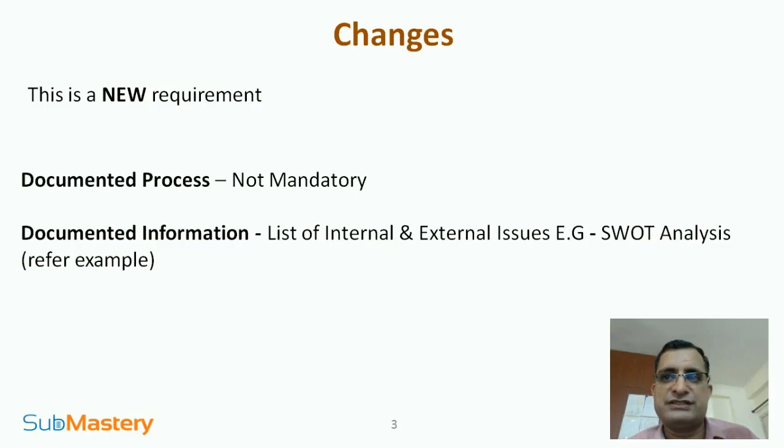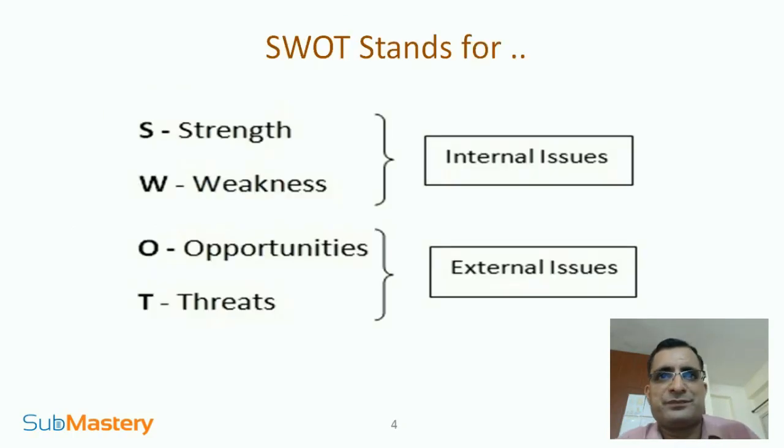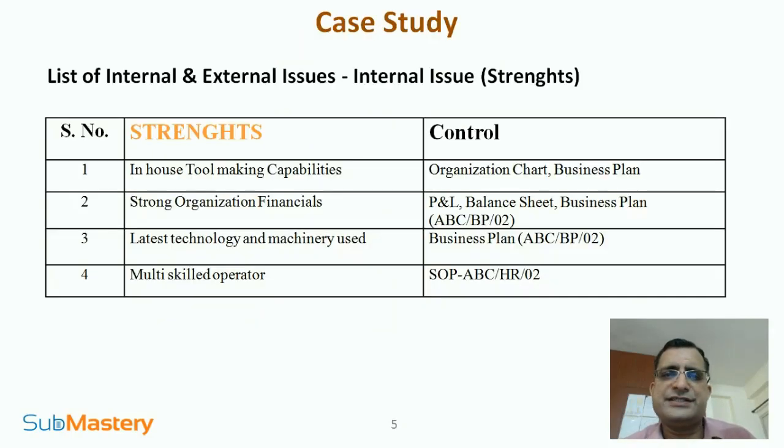So let us try to understand how exactly we can find out internal and external issues by doing SWOT analysis. Let us find out what SWOT is. Strength and weakness can be internal issues for an organization, and opportunities and threats can be external issues. Let us take one case study so that we can understand the SWOT analysis of one organization in a better way.